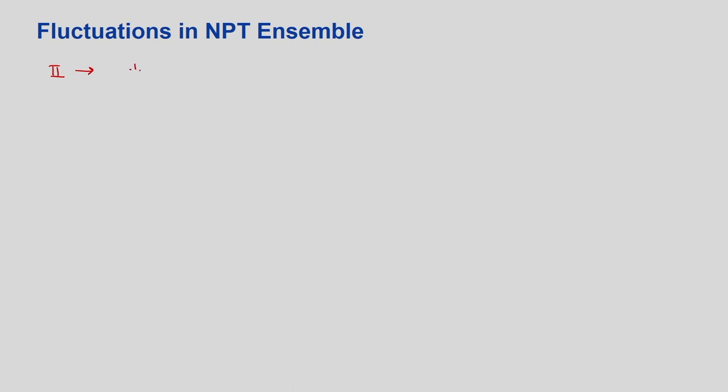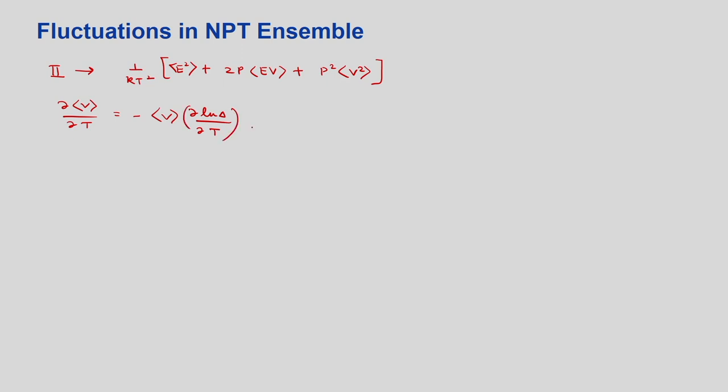What is term 2? Term 2 is 1 upon kT square, now this is E square plus 2P ensemble average of EV plus P square V square. This is term 2. But we have this term d of V bar by dT as minus of V bar dou ln delta by dou T plus P by kT square into V square. Now I will try to substitute this expression. I will try to take all the terms to the left hand side. I will express this particular term in terms of dou V by dou T, then this term and this term, and try to replace in this expression.